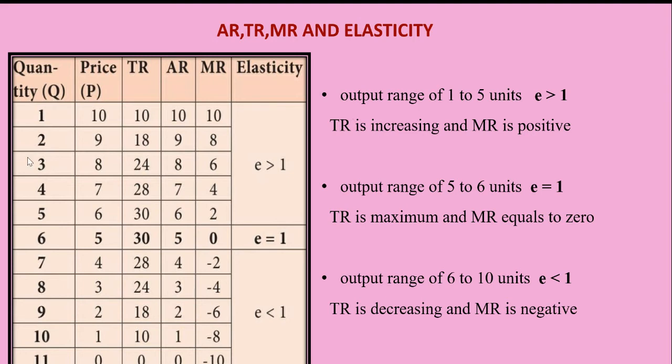Output range of 1 to 5 units, E is greater than 1, TR is increasing and MR is positive. Output range 5 to 6, elasticity of demand is 1, TR is maximum and constant, MR is equal to 0. Output range 6 to 10, MR is negative and TR is decreasing. This is about AR, TR, MR and elasticity of demand.